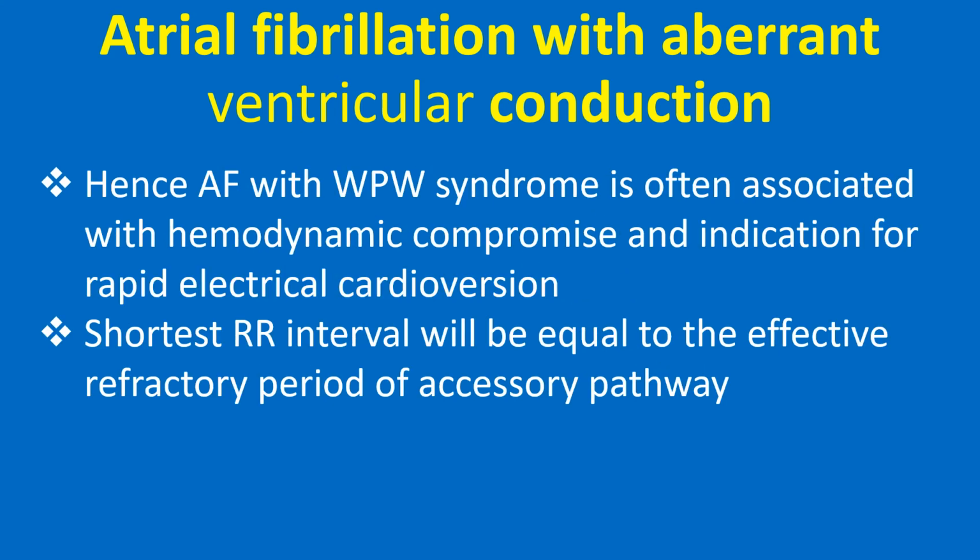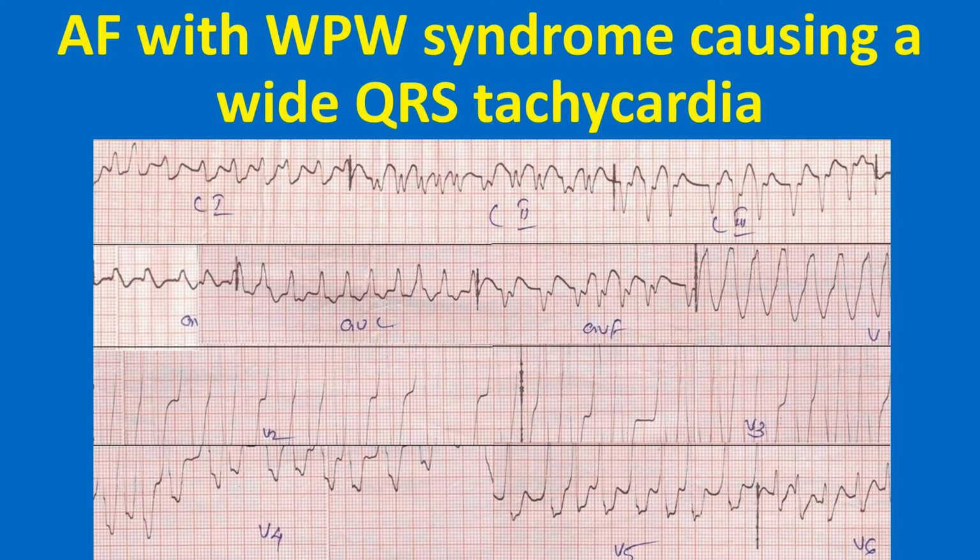Hence, AF with WPW syndrome is often associated with hemodynamic compromise and an indication for rapid electrical cardioversion. Shortest RR interval will be equal to the refractory period of the accessory pathway. ECG showing atrial fibrillation with WPW syndrome causing a wide QRS tachycardia.